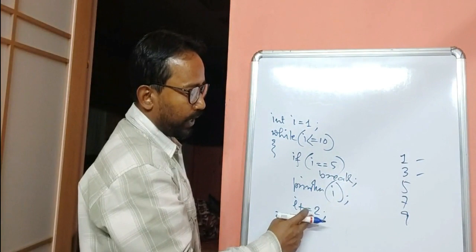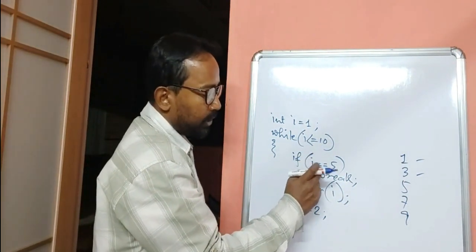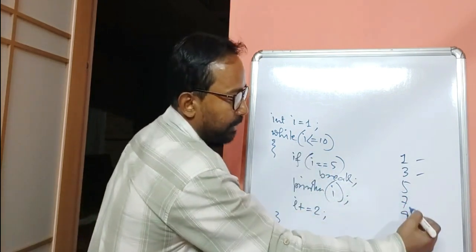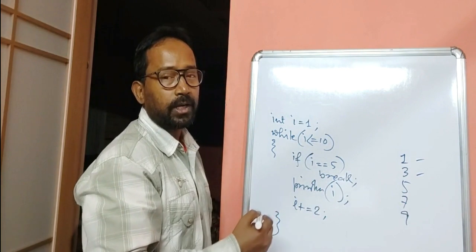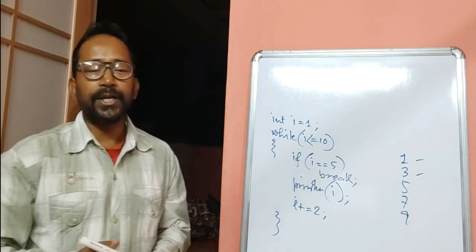Then plus 2 for 5. For 5, this condition is true and this condition is also true. For the truth of this condition, break will execute, which will terminate the execution of this loop. That means 5, 7 and 9 will not be printed in the output of this program. Clear? Now we will learn the continue statement.